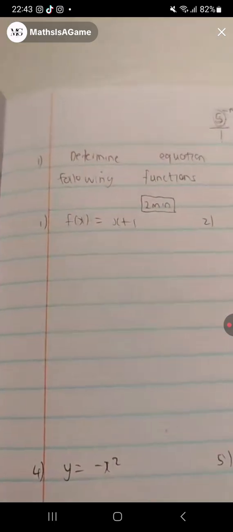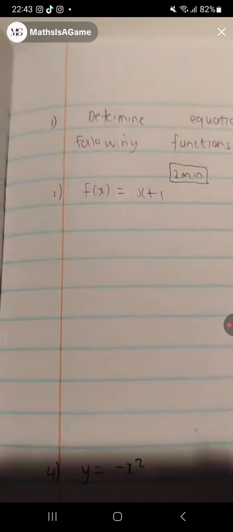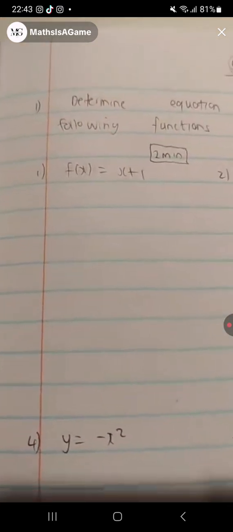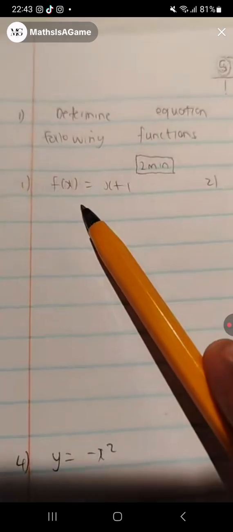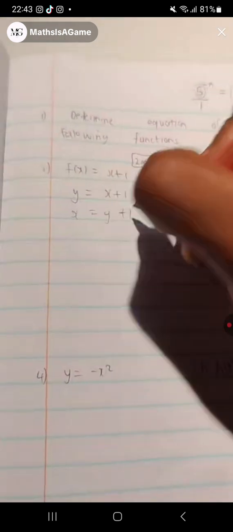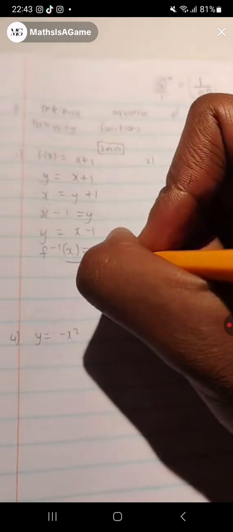So I hope you see now the 2 minutes kind of lapsed with me focusing on something else. I see you guys have written answers. Very good, so let's just do it. I hope we are all in agreement. The answer for this one: y is equal to x plus 1. We swap. x minus 1 is equal to y. So y is equal to x minus 1. Remember, we were given the function as f of x, so we say inverse. So you guys are 100% correct.